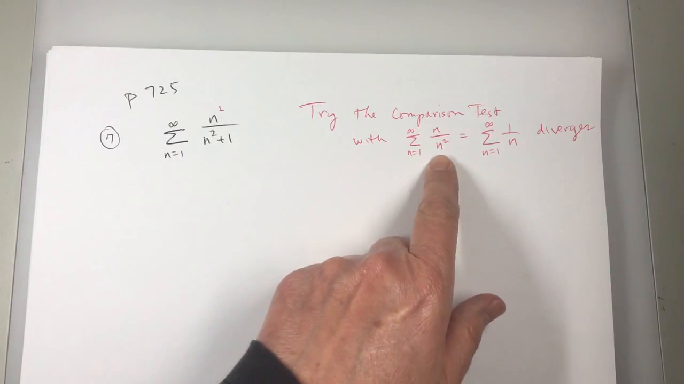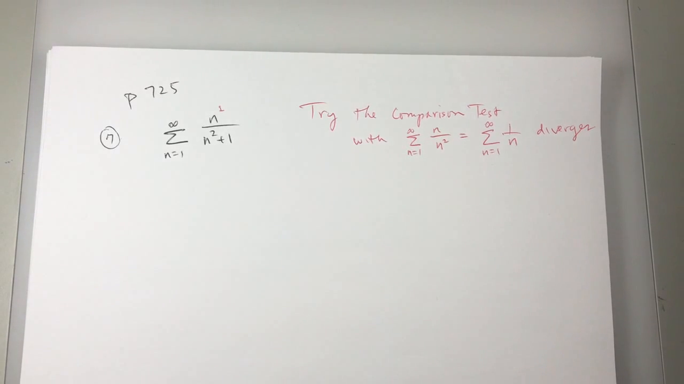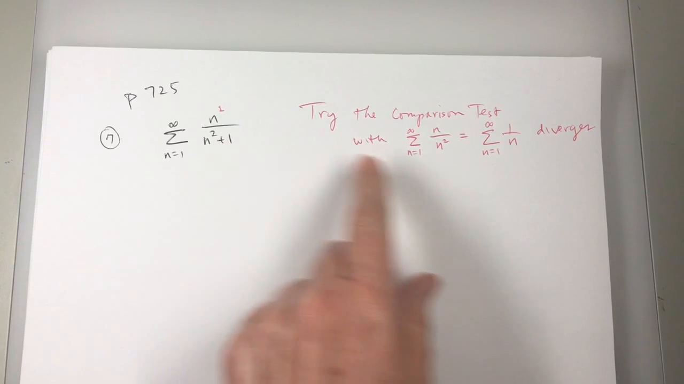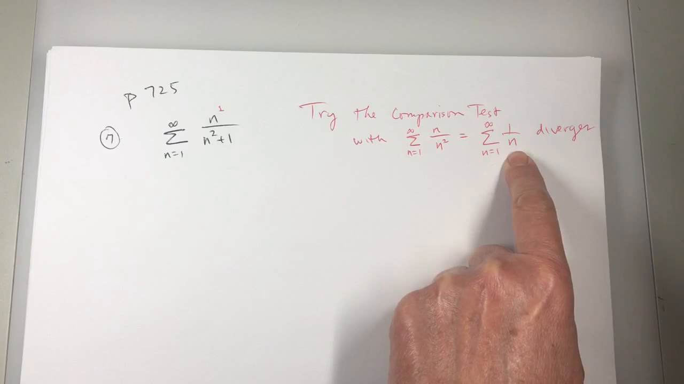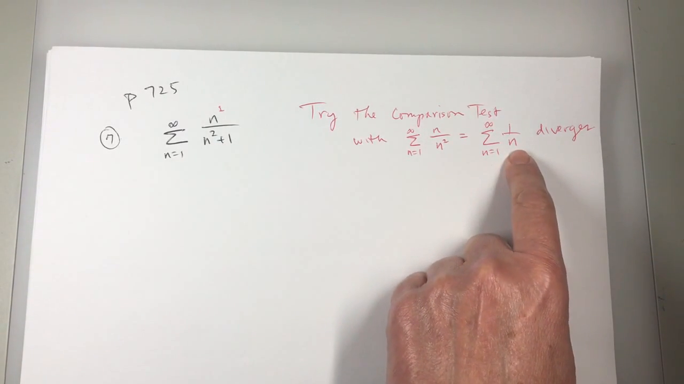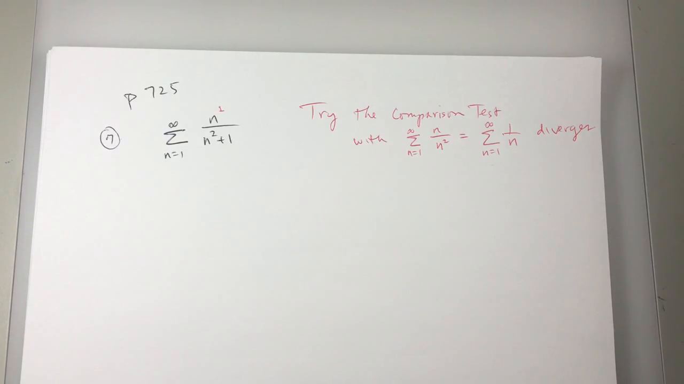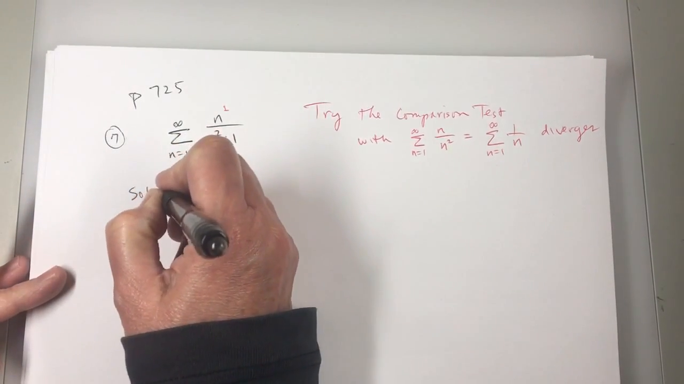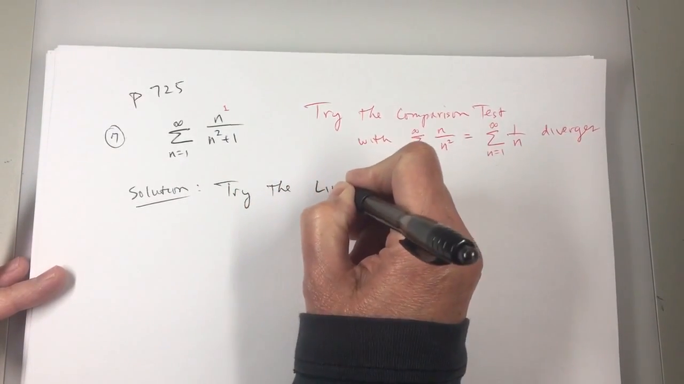Now, this is diverging. What about that plus 1 in that denominator? I think that's going to make this fraction smaller than this one. I did not give the formal argument, but this is my thinking. I think this fraction, term for term, is going to be smaller than 1 over n. I don't have that inequality that I would like, so I'm going to do the limit comparison test. So solution, try the limit comparison test.